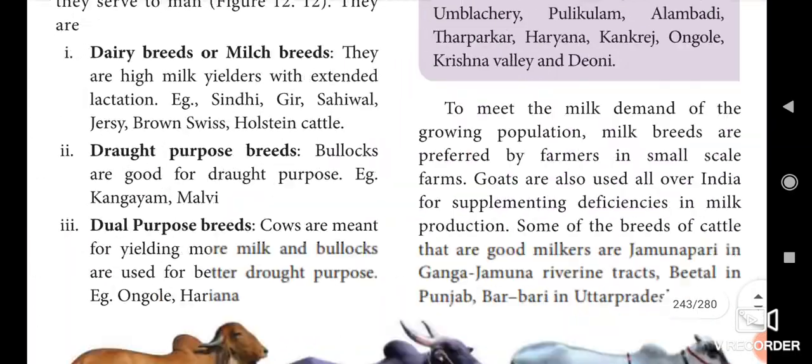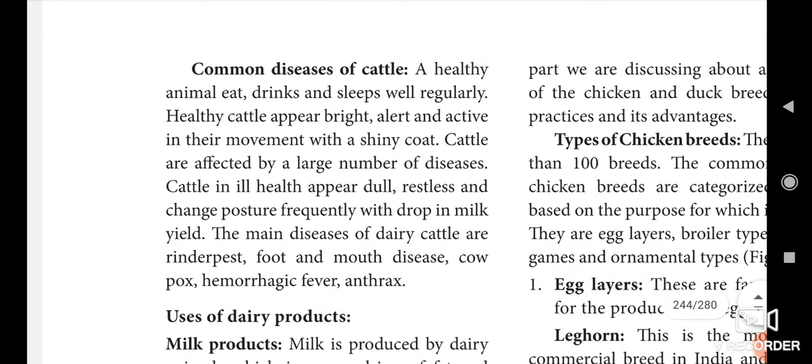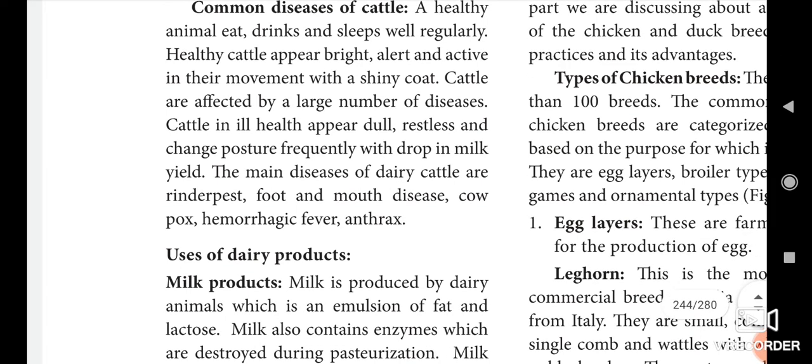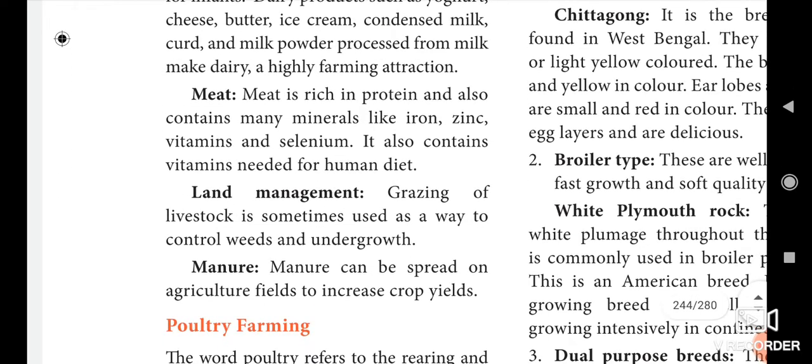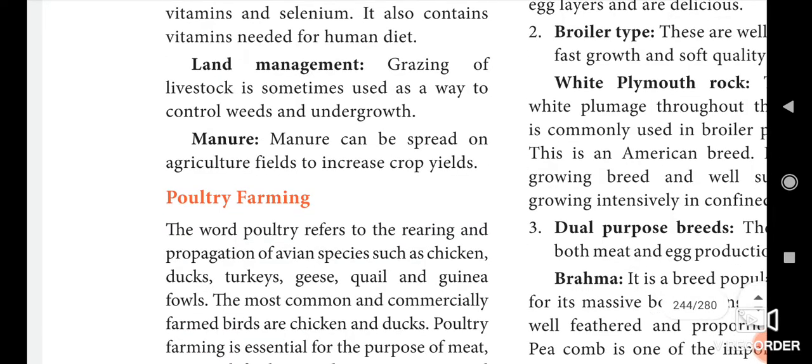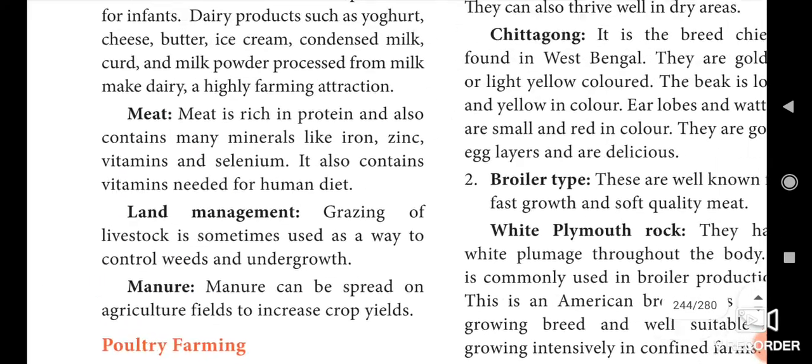Then next we see what the common diseases of cattle are. Then what are the uses of dairy: milk product, meat product, milk, meat, land management, and it also acts as a fertilizer, that means manure. Okay, next we see about poultry farming.